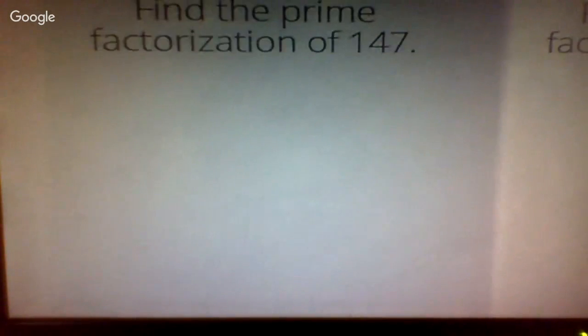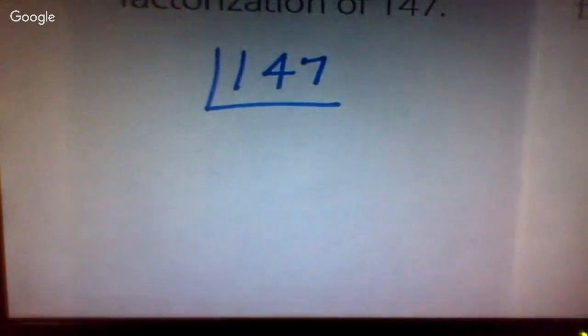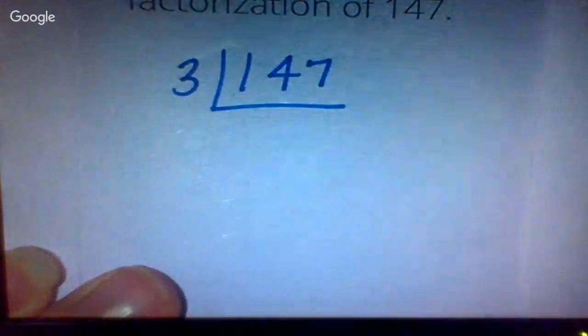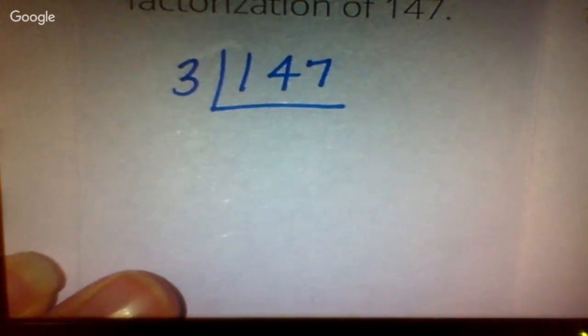$147 on the dot. Okay. 147. 3. Okay. Caleb said 3. Think about it. 7 plus 4 plus 1 is 12, which means this is divisible by 3. Good job. I thought this was either gonna be 2 or 3.